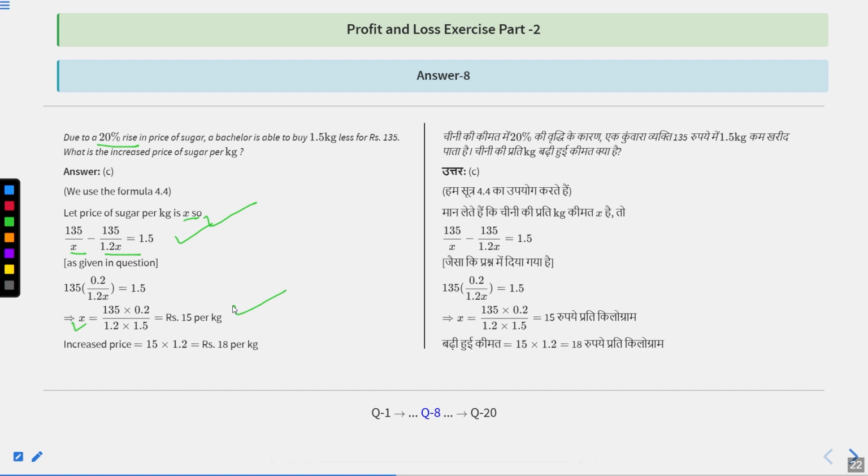Now the increased price, how much does it increase? 20%. So 15 multiplied by 120 upon 100, which we solve, we get 1.2. So it will become 18 rupees per kg. Clear? Next one.